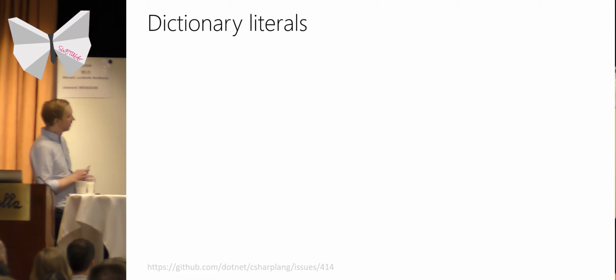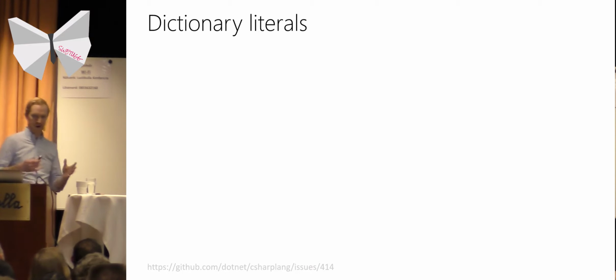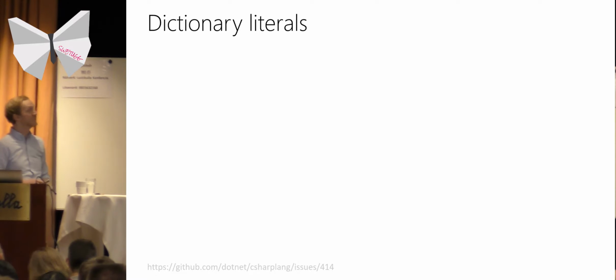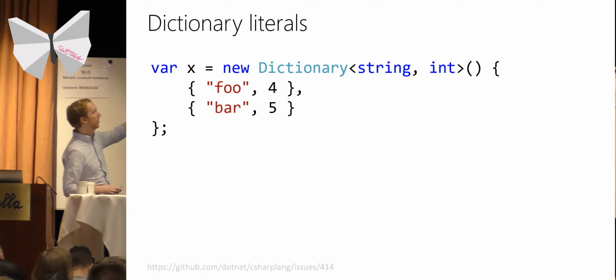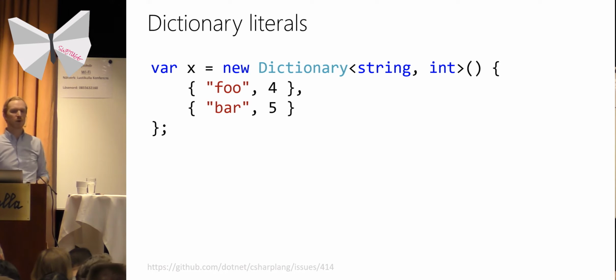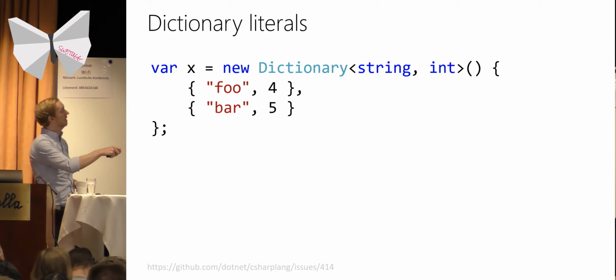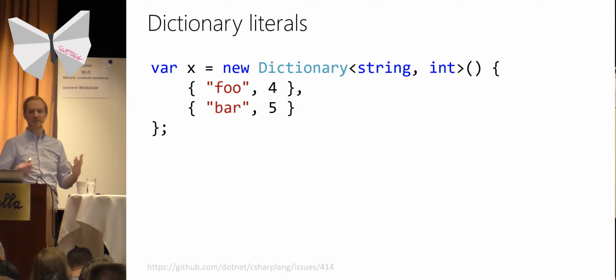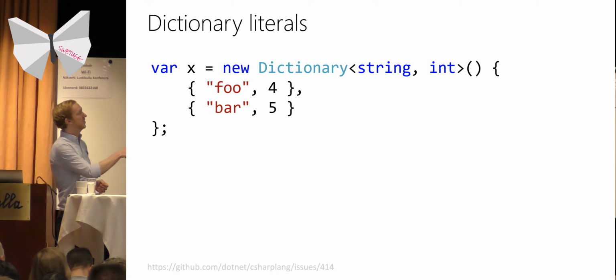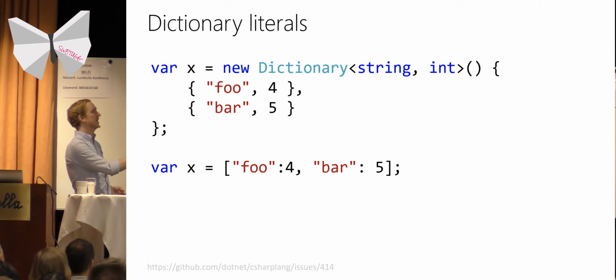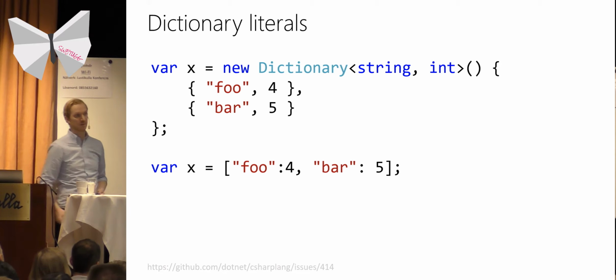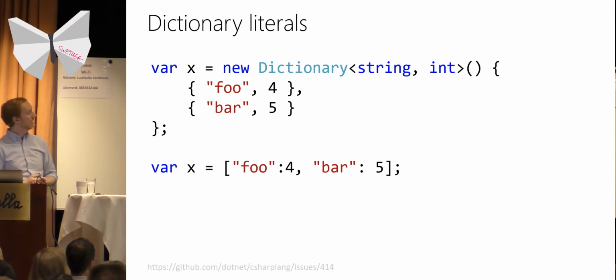Now, I think this is the last feature that they're proposing for now, but I haven't checked in a few days, so there might have been 10 more, who knows. Dictionary literals is a way for us to make it a little bit easier to declare our dictionary. This is a way that we can do it today, but it's kind of explicit. Do I really have to say that this is a dictionary of string and int when I can just look at these different types? Wouldn't it be a little bit nicer if I could say, well, this here is something that allows me to have a key and a value, and it would just figure out that this is a dictionary? I think that would be a great addition.